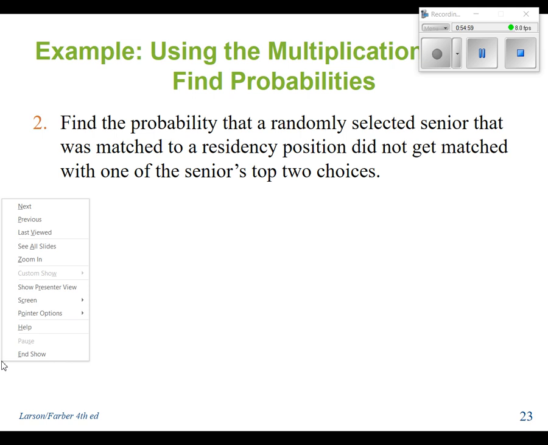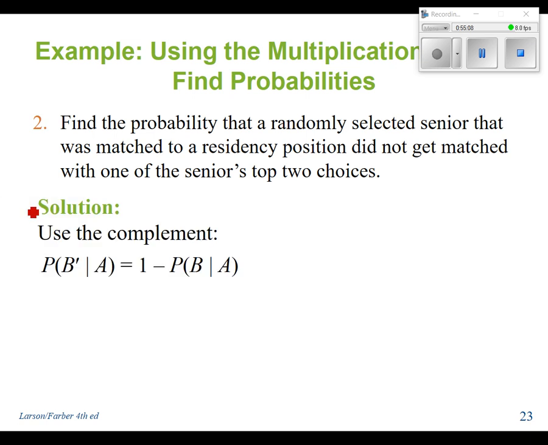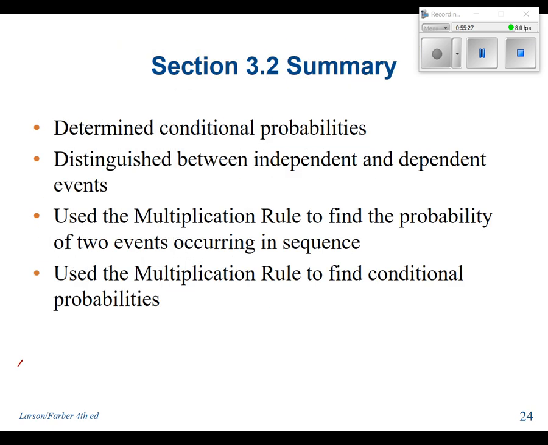Find the probability that a randomly selected senior that was matched to a residency did not get matched with one of the senior's top 2 choices. So this time, instead of doing what we did there, we're going to do what we were talking about a second ago. Take the ones that did, subtract that from 1, and we get 26% of them.